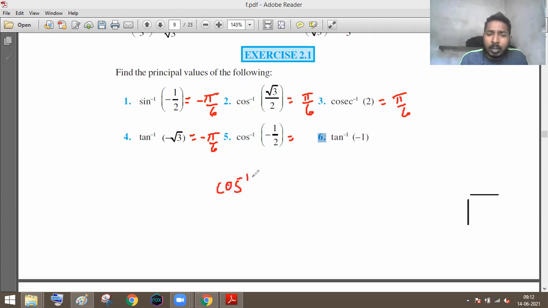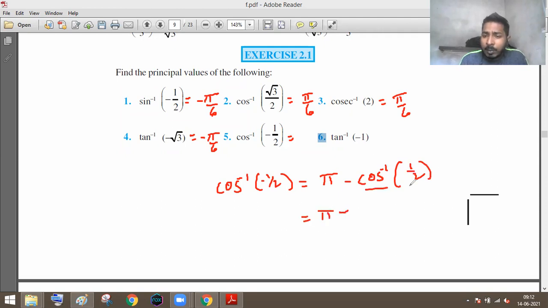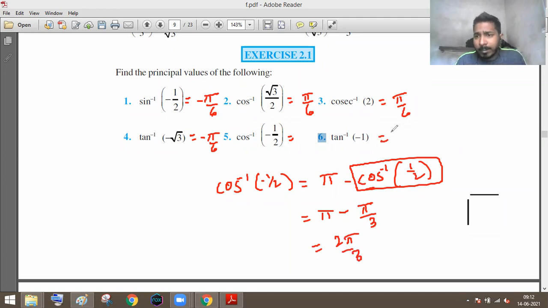Why? Because we know that cos inverse minus half will be basically equal to pi minus cos inverse of the positive value. Remember, for a negative inside cos inverse, what do we write? Pi minus cos inverse x, meaning half positive. So pi minus what is the value of this part? For how many degrees is cos equal to half? Pi by 3. So if you solve this, you will get 2 pi by 3. What is the answer for question number 6? Minus pi by 4.